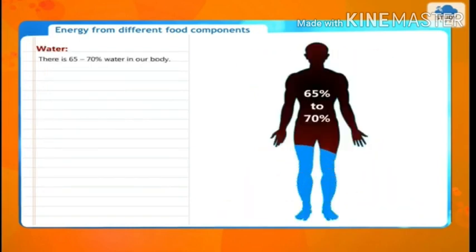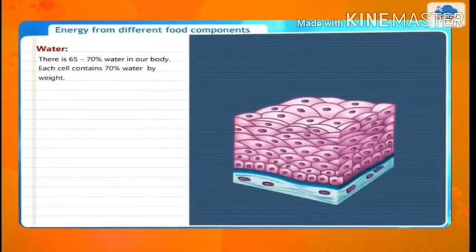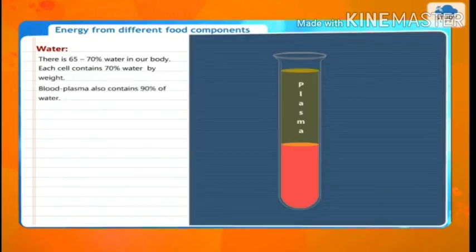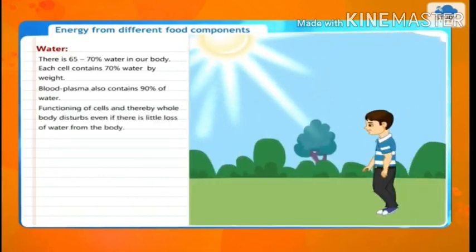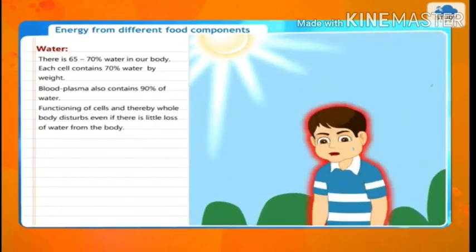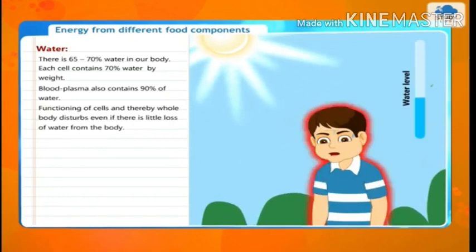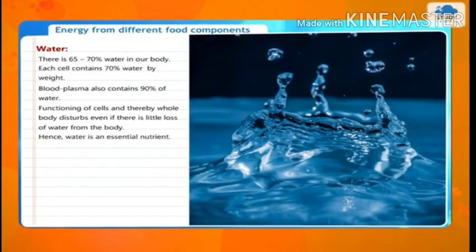Water. There is 65 to 70% water in our body. Each cell contains 70% water by weight. Blood plasma also contains 90% water. The function of the cell, and thereby the whole body, is disturbed even if there is a little loss of water from the body. Hence, water is an essential nutrient.